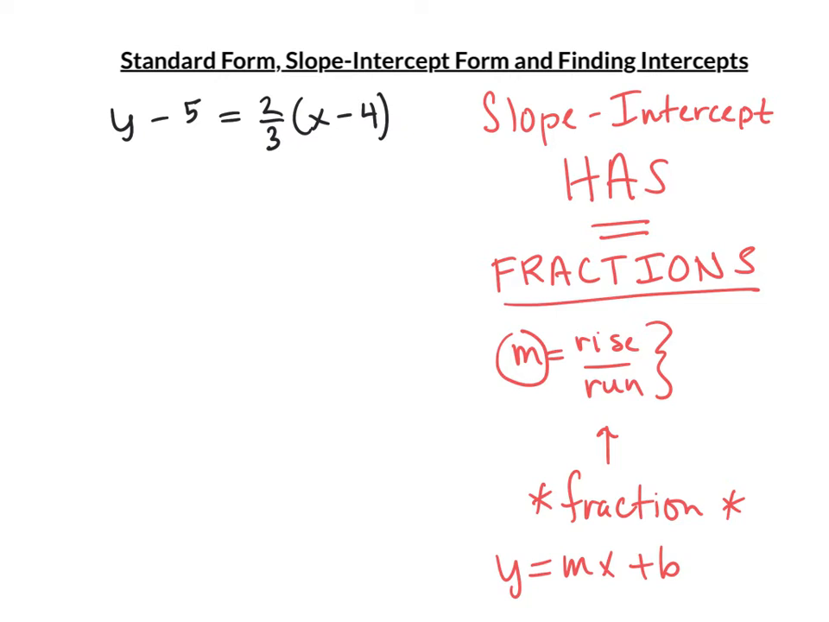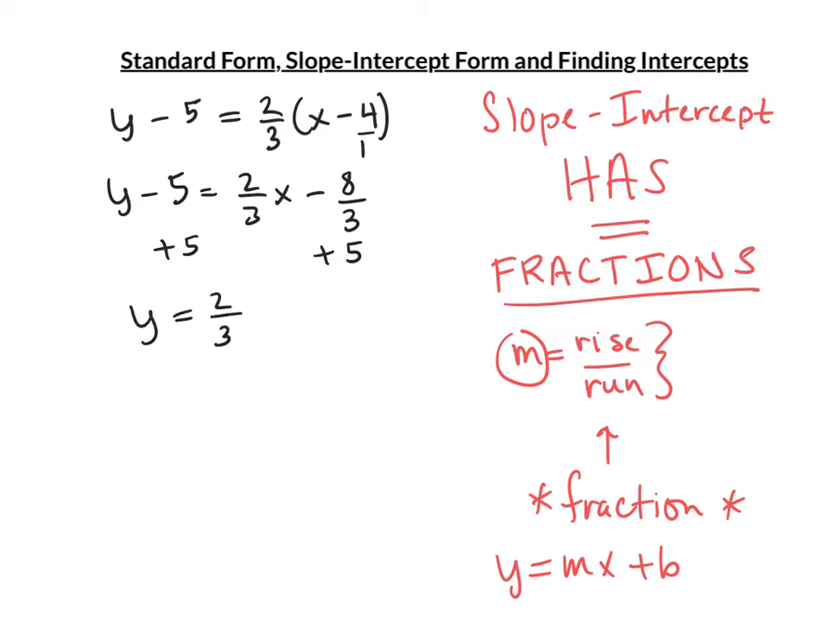What do we do then? Well, we solve for y. The first step is to distribute. 2/3 x minus 2/3 times 4, 4 is over 1. It's 2 times 4, 8, over 3 times 1, 3. The last step to get y by itself is to add 5 to both sides. Add 5. Y equals, at this point, I would go to Desmos.